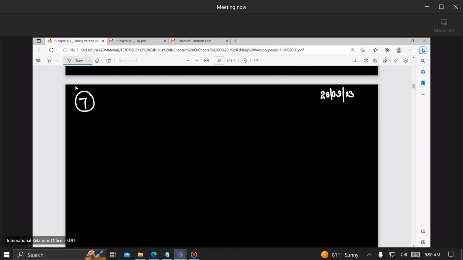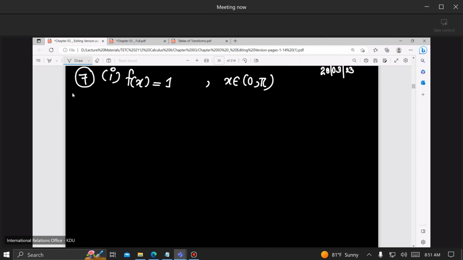So we are going to do example number 7, part 1. The function f of x is equal to 1, and it is given for x between 0 and 5. We are asked to find the finite Fourier cosine and finite Fourier sine transform. So let's do the finite Fourier cosine transform first.